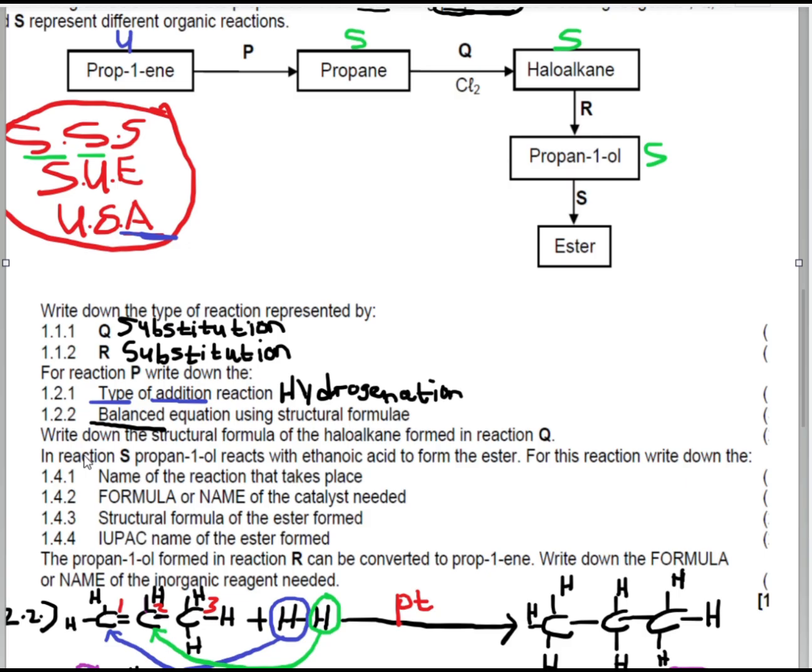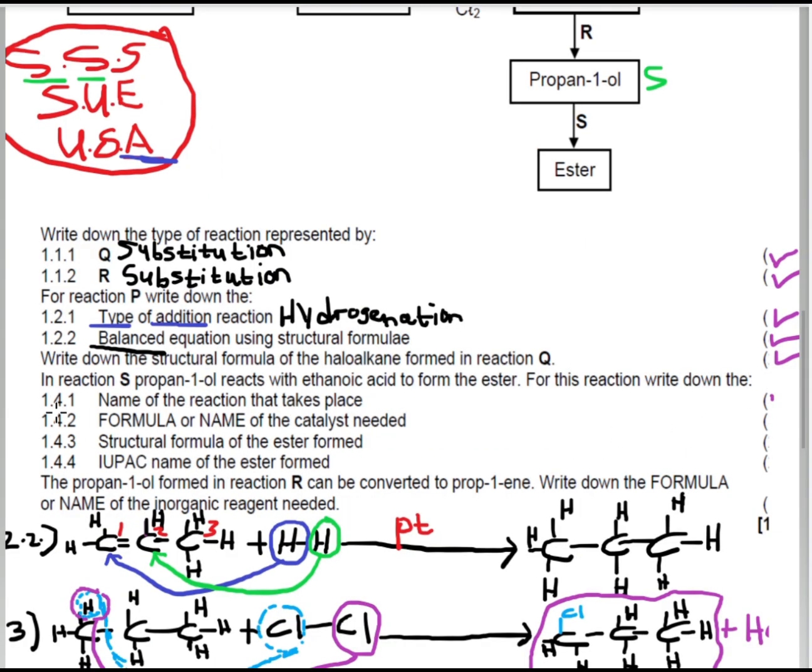Let's go to question 1.4.1. Before question 1.4.1, write down the structural formula of the haloalkane formed in Q 1.4.1. In the reaction S, prop 1-ol reacts with ethanoic acid to form an ester. Guys, we can see that prop 1-ol reacts in the reaction S, with ethanoic acid.